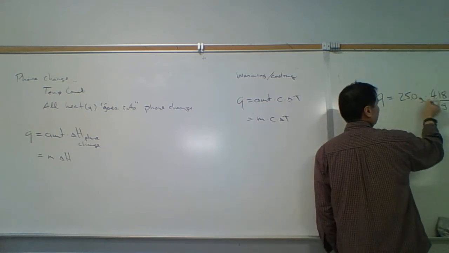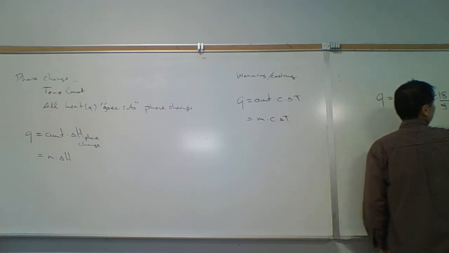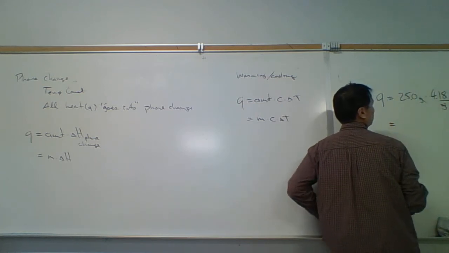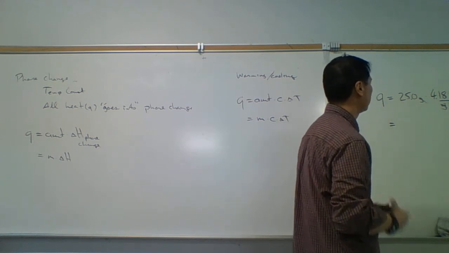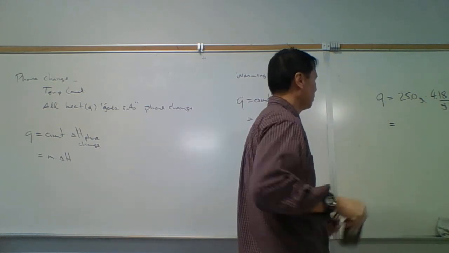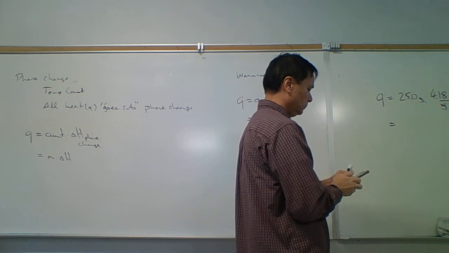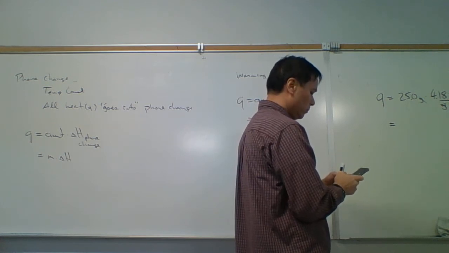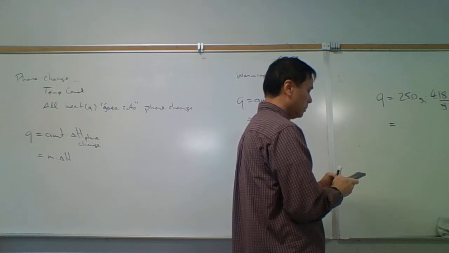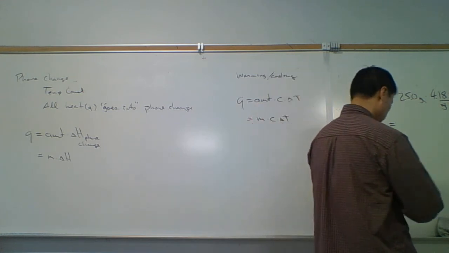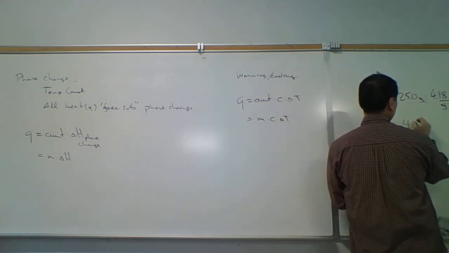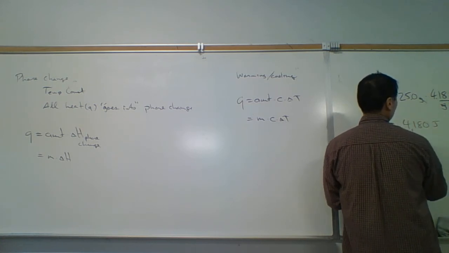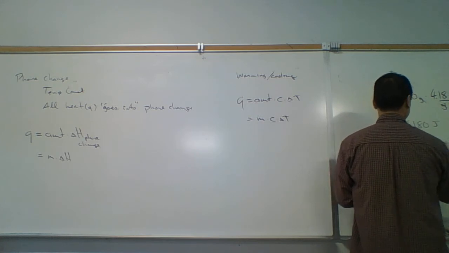So when we look at the units, the grams cancel, the degrees C cancels, and that leaves us with joules. So it's just going to be 50 minus 10 is 40. Let's go ahead and calculate it. So 25 times 4.18 times 40 is 4,180 joules, or 4.18 kilojoules.